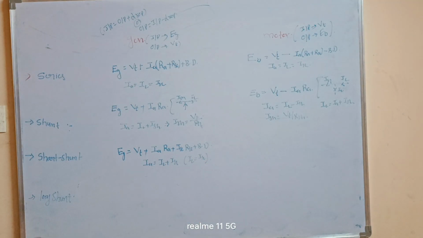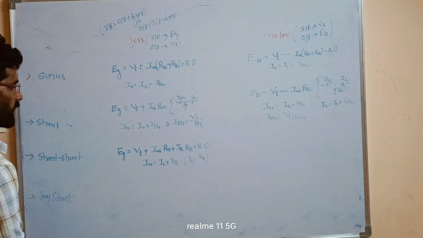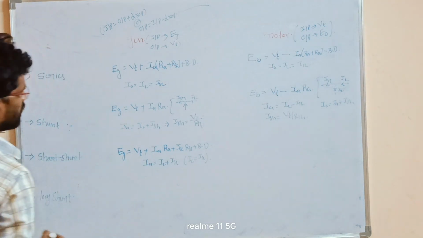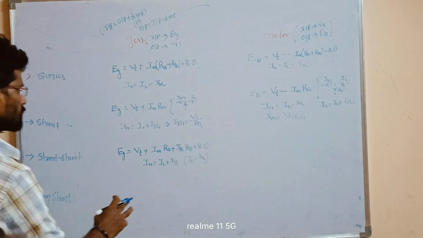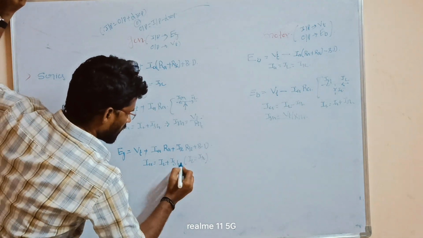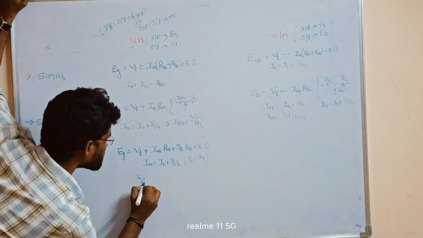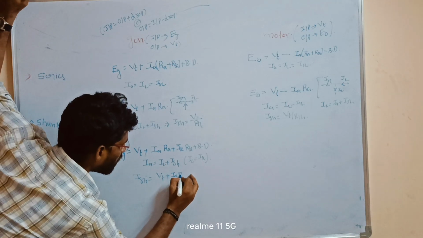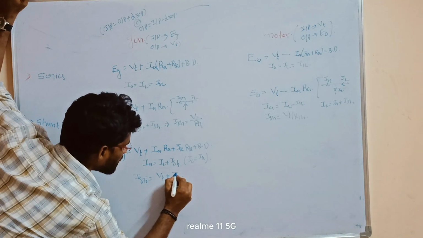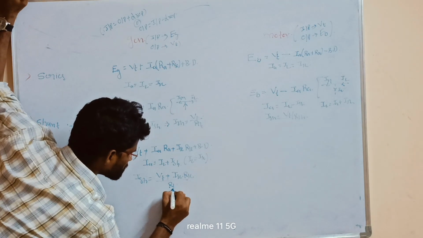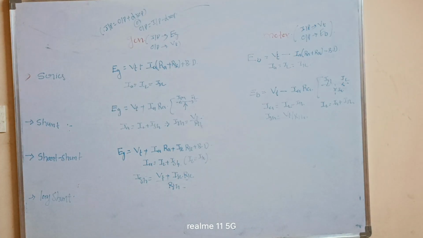Similarly, we can find another relation: IA is equal to ISH. Again, ISH is equal to VT plus ISC RSC by RSH.